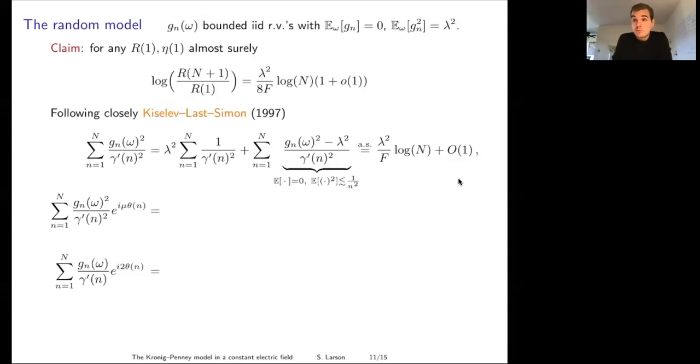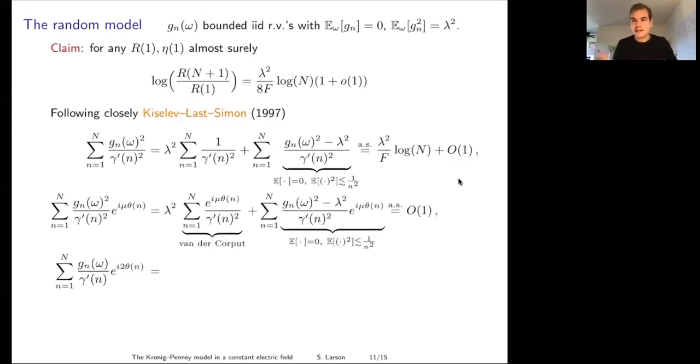Now, we essentially do the same trick with the other sums as well. Things get slightly more complicated, but not much. The idea is the same. The second one, we split out the expectation of the GNs again. Now we still have these oscillations, which I remind you are random because theta depends on eta.